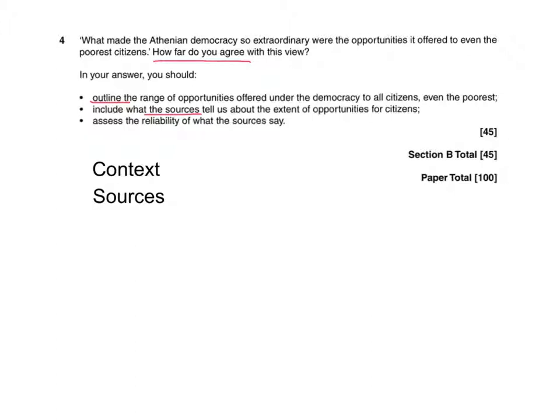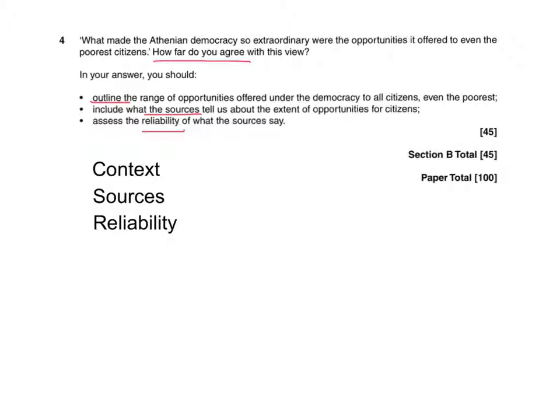Finally, you must give some evaluation of the reliability of these sources. So you're not just going to use the information from the sources indiscriminately, but rather you're going to use it carefully by taking into account the possible motivations and background of the writers.